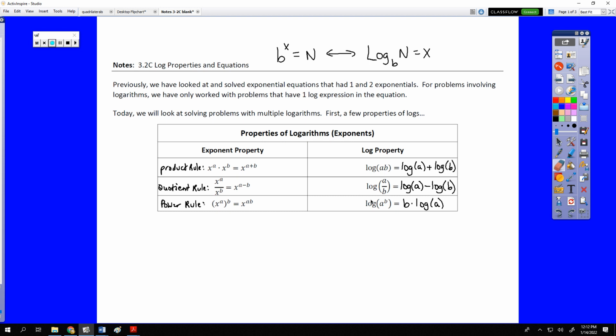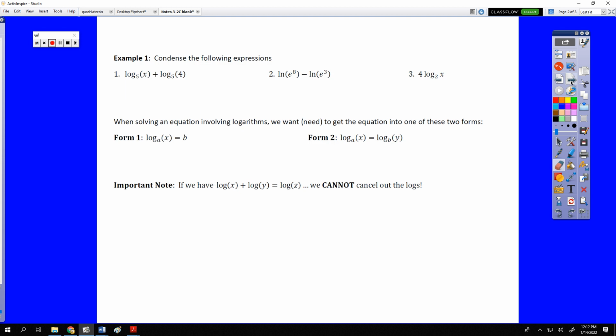Okay, so those are our three rules other than the definition. Now we're going to use those to condense and or expand logarithms. And then we're also going to use them to solve equations because they allow us to solve a whole other level of logarithmic equations that we otherwise would not have the ability to solve. So we'll start with, well, how do we use those rules to condense?